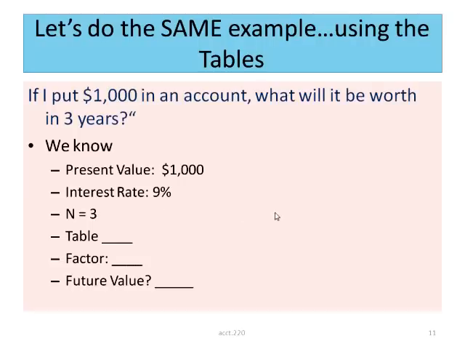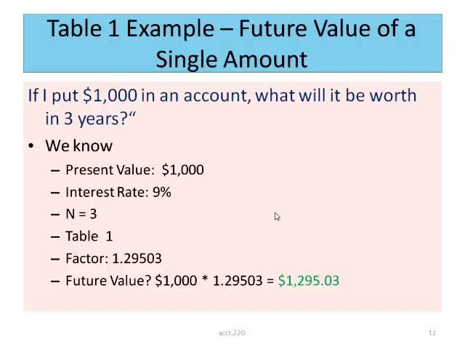But let's keep it simple. We are going to calculate interest annually. So you'd look for the intersection, 9%, N equals 3. And you'd look on table 1 and you would find the factor. We call this number a factor, 1.29503. And we will take that factor and we will multiply it by our present value.